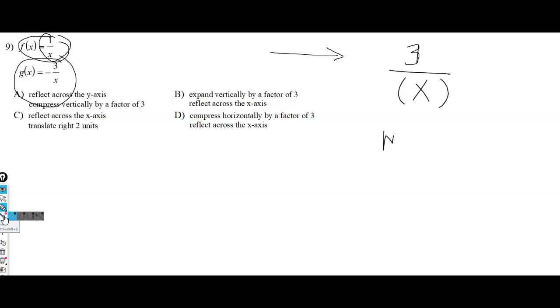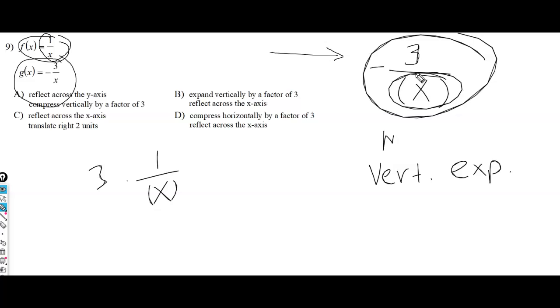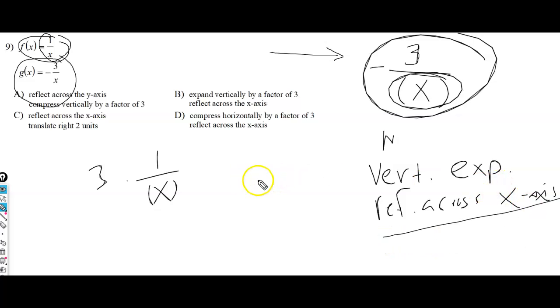And when you multiply by a number bigger than 1, that is a vertical expansion. We took 1 over x, right? My parentheses are down here, and I multiplied on the outside by 3 to get this, right? So when you multiply on the outside by a number bigger than 1, that's a vertical expansion. Notice the negative is also out here. It's not inside the parentheses. So that's also a vertical thing. So that is a reflection across the x-axis. So we're looking for a vertical expansion and a reflection across the x-axis.